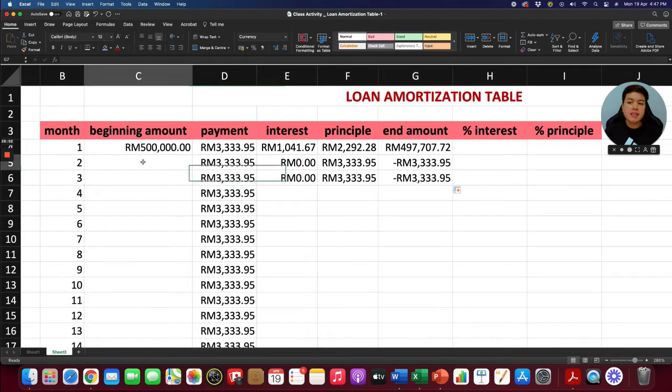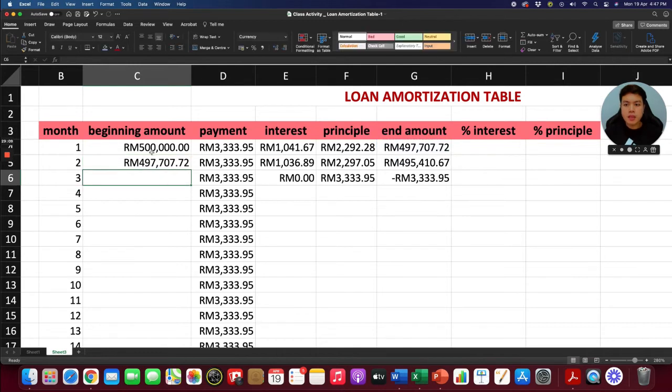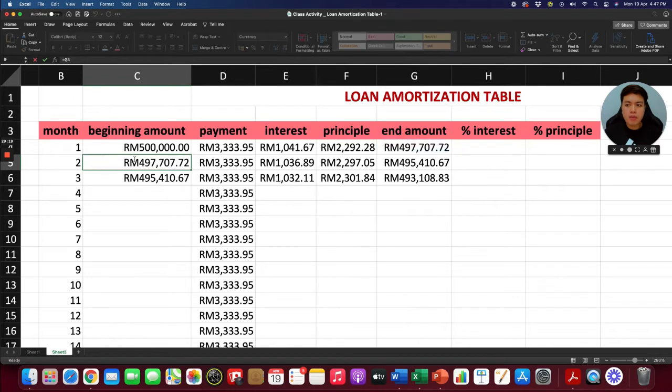Because here, next month beginning amount is actually your ending amount from the first month. So I repeat here, beginning amount is actually ending amount from previous month. So you click this figure, and then you can drag. Okay, when you drag, there you go. Can you see everything is automatically updated? Because this is your ending amount becoming beginning amount.